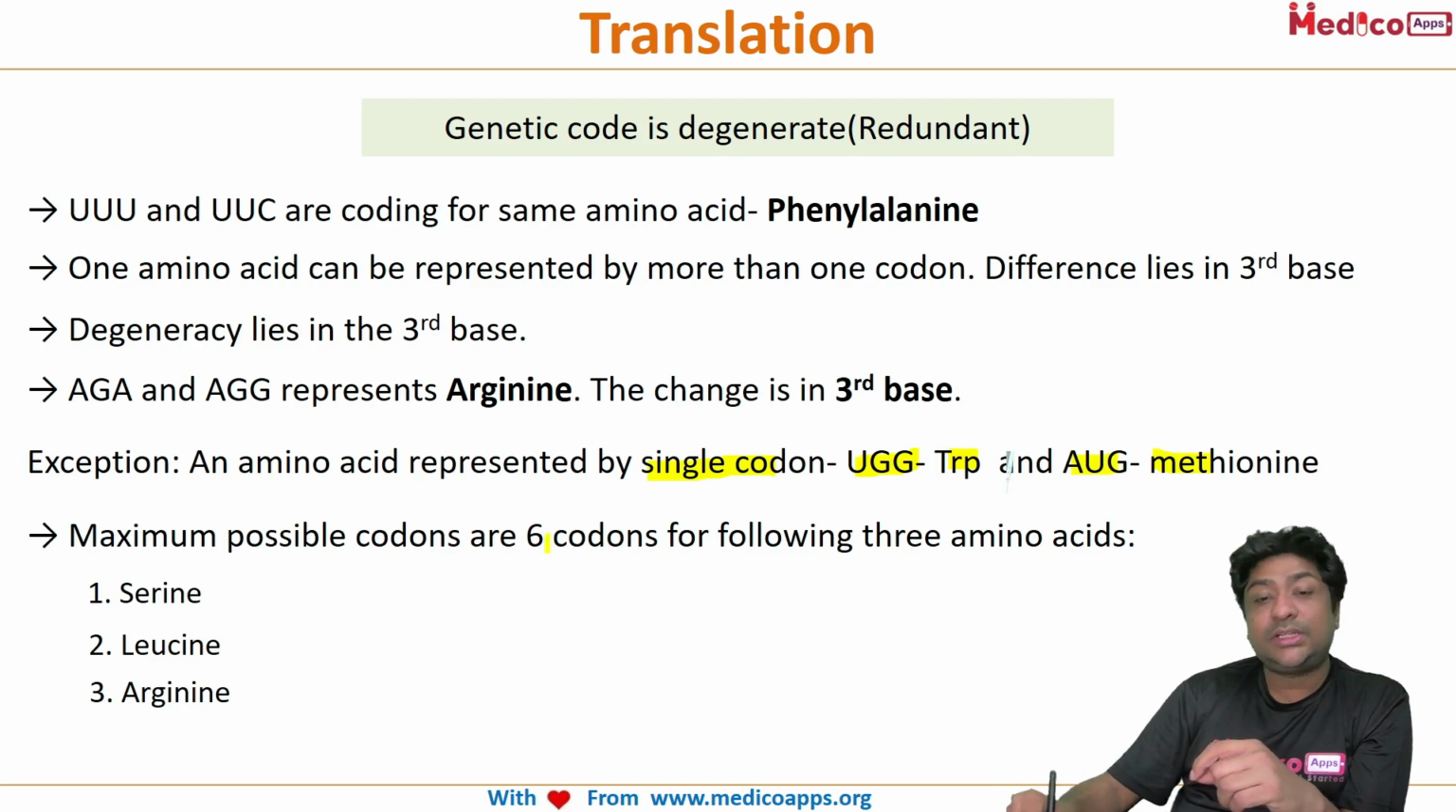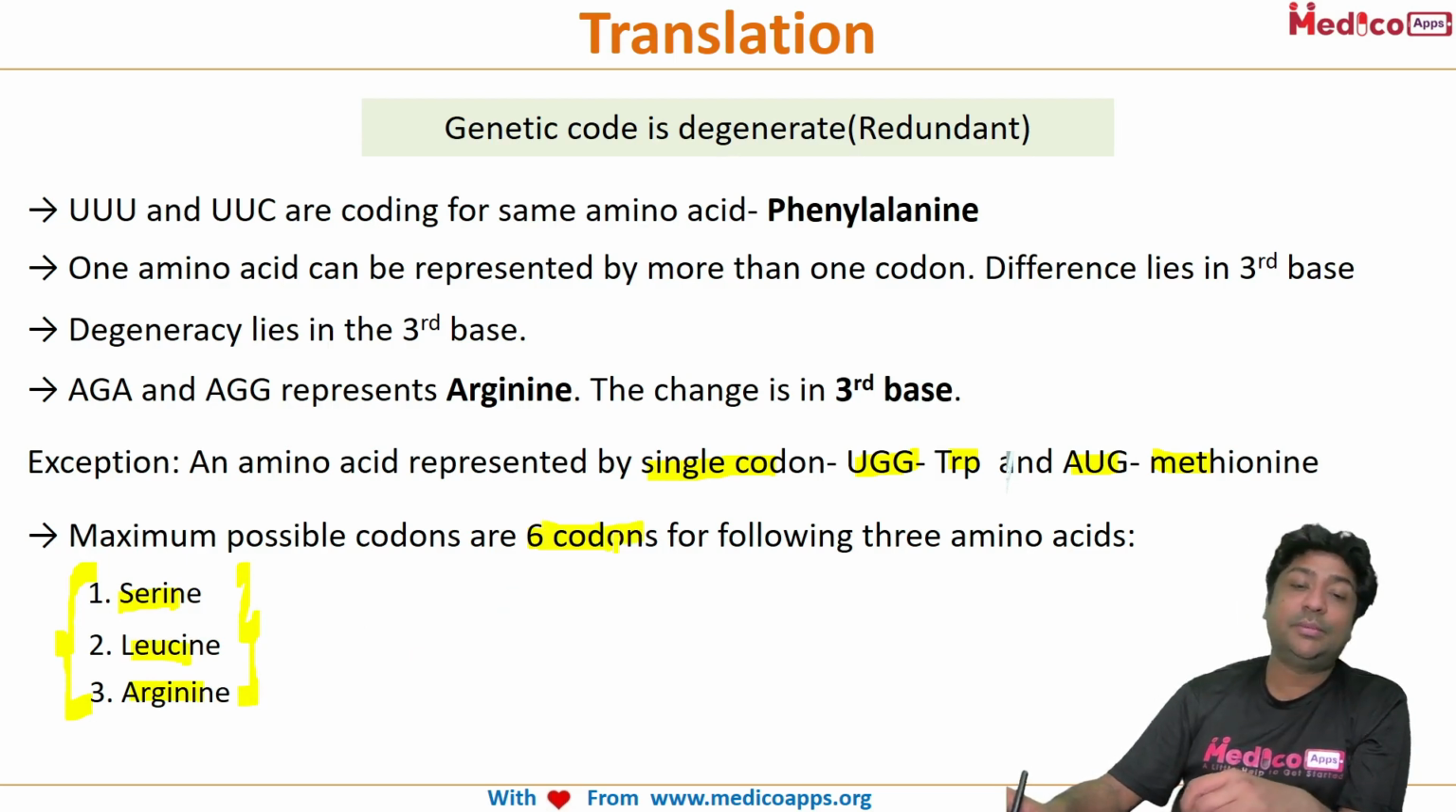The next question is, there are three amino acids which have the maximum number of codons, that is 6 codons: serine, leucine, and arginine. These three have the maximum amount of redundancy because all of them are represented by 6 codons. So this is about the redundancy of the genetic code.